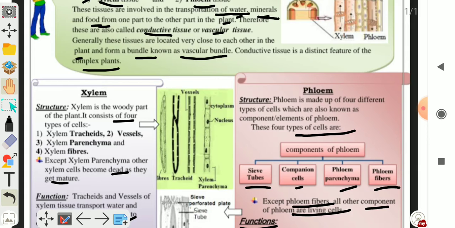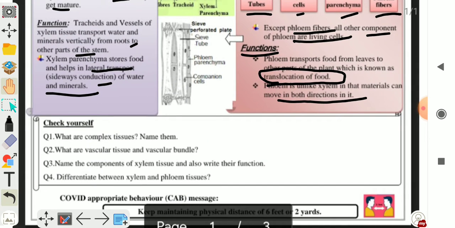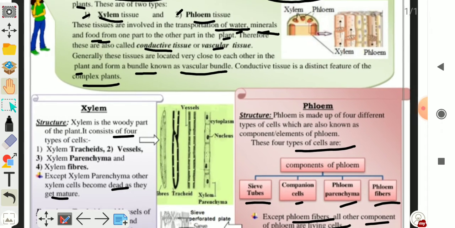Your second question is, what are vascular tissues and vascular bundle?